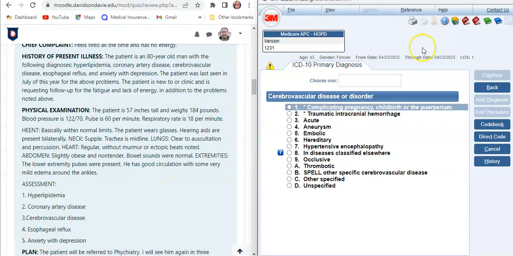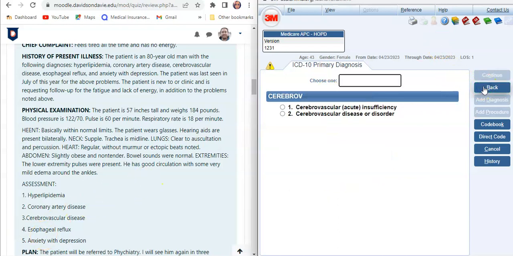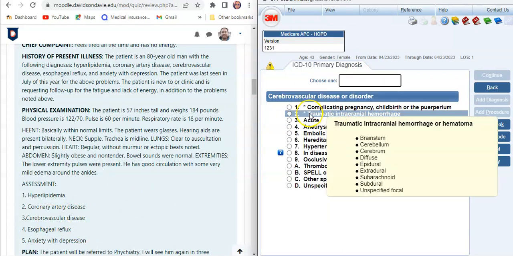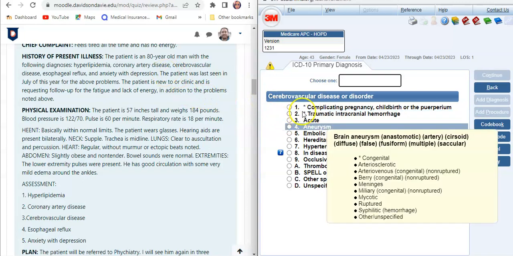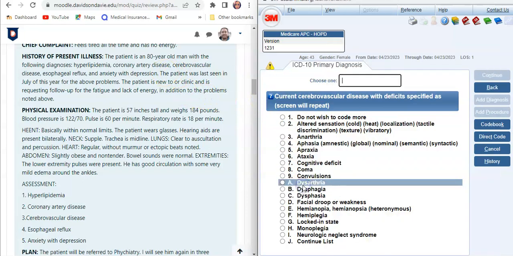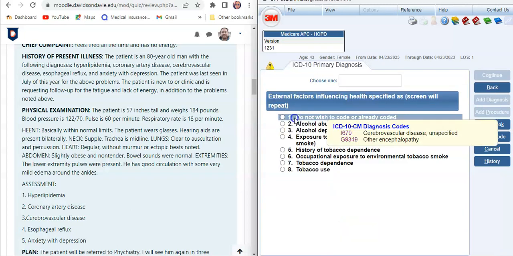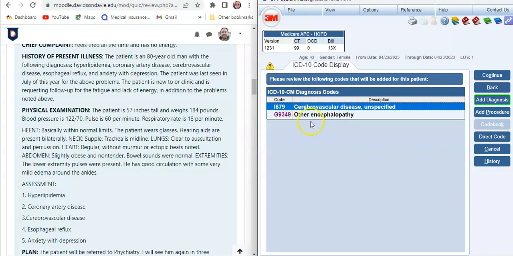Okay, so I got cut off on my last video, but we were doing coronary artery, cerebrovascular disease, which we just typed in cerebral vascular, and it came right up. It does not give any kind of details, so we're going to say unspecified. We don't wish to code anything else. So the next code will be I67.9.